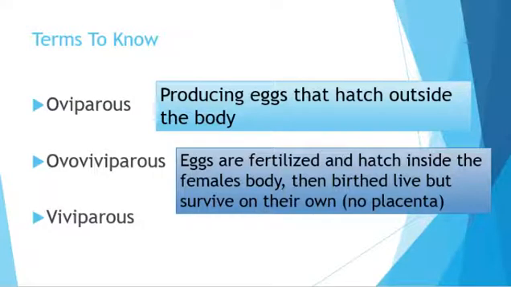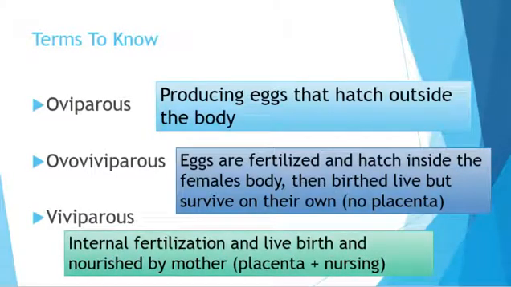Okay? Viviparous means internal fertilization and live birth. We'll be seeing that only with the mammals. They're being nourished by a placenta and then nursing afterwards. So things like the dolphin and the whales and things like that. Marine mammals.